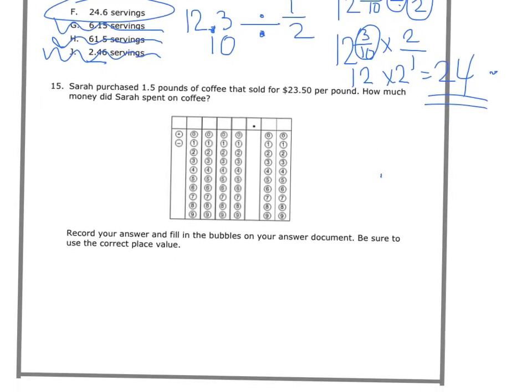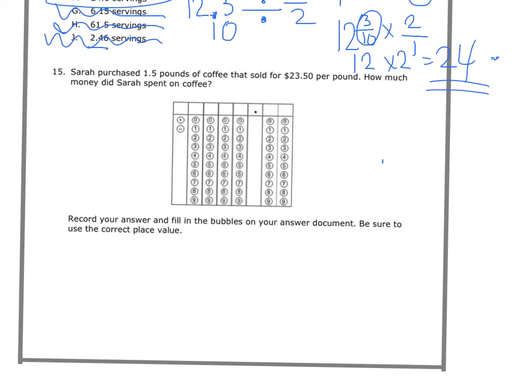Okay, Sarah purchased 1.5 pounds of coffee that sold for $23.50 per pound. How much money did she spend on coffee? Okay, and I saw a lot of people get this one wrong. It's $23.50 for every pound, so you're going to take that times 1.5 pounds. Everybody needs to work this out. And I did see several of you get this correct, so I was pleased with that.